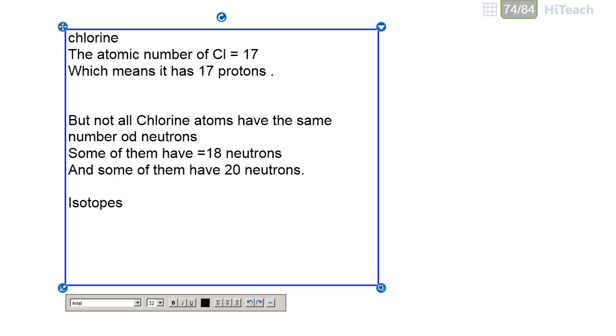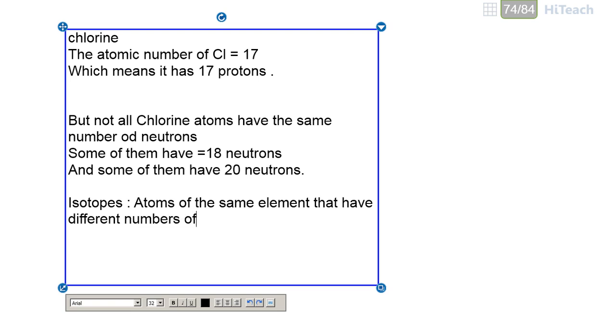What is an isotope? If you're talking about the same type of atoms, the same element, they are atoms of the same element that have different numbers of neutrons.